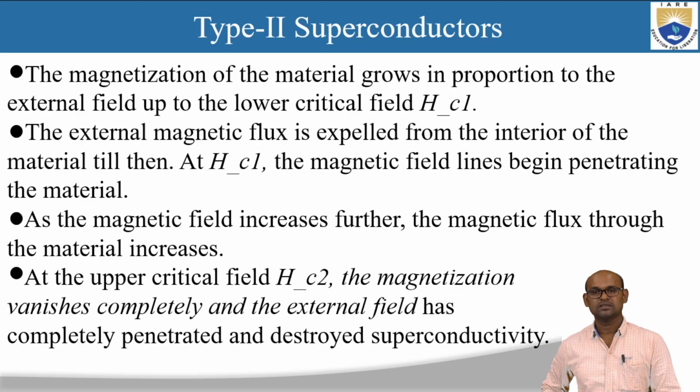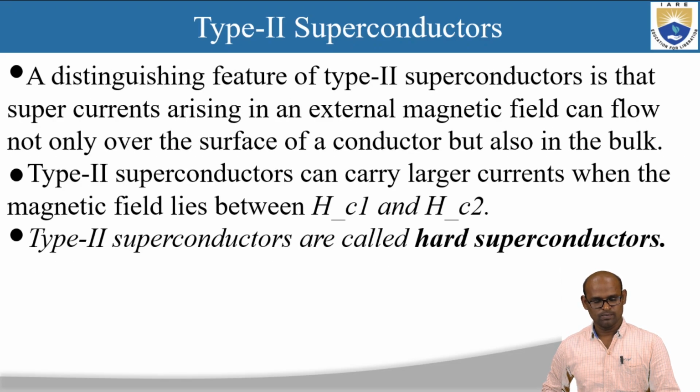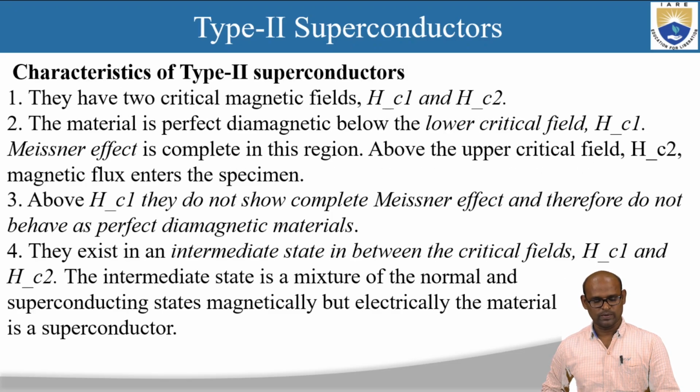Type 2 superconductors produce high magnetic fields, and they are used wherever you need to produce maximum magnetic fields. These can produce around 20 to 50 Weber per meter squared. So these are some characteristics of type 2 superconductors.